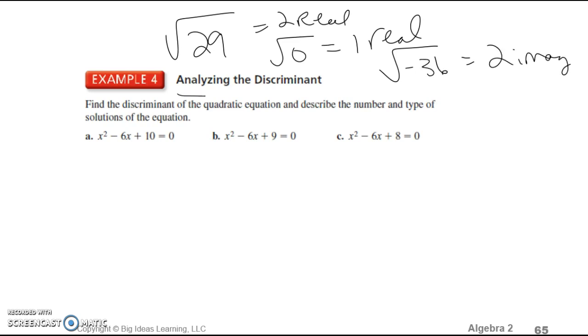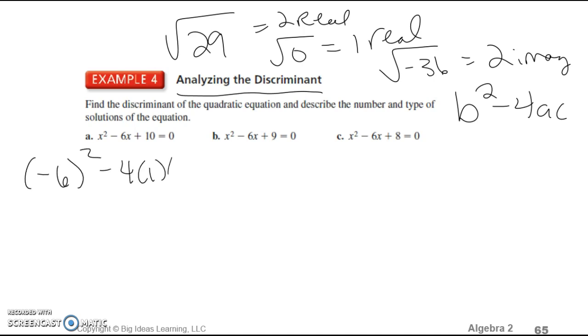So what we're going to be doing is analyzing the discriminant, and that tells us what type of solutions we have. You only need to do the part under the radical, which is b squared minus 4 times a times c, and then decide what kind of solutions you will get. So in part A, b is negative 6 squared minus 4 times a times c. Compute this in the calculator. We'll get 36 minus 40, which is negative 4. So because it's negative, or less than 0, that means we're going to get 2 imaginary solutions.